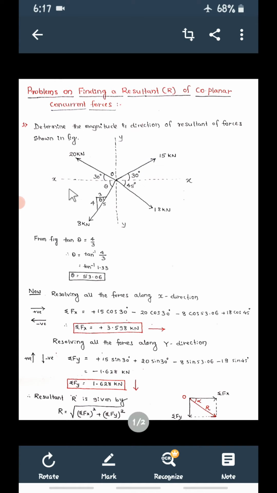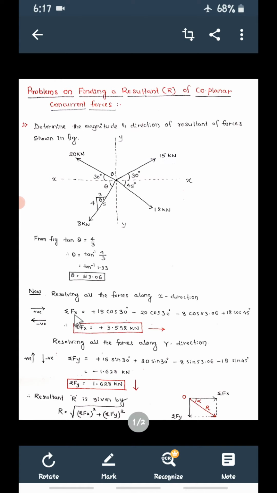All are inclined forces, and one more important point to remember: inclined forces will come in both the x direction and the y direction. Let us take them one by one. First, 15 kilonewton. I'll write summation Fx.